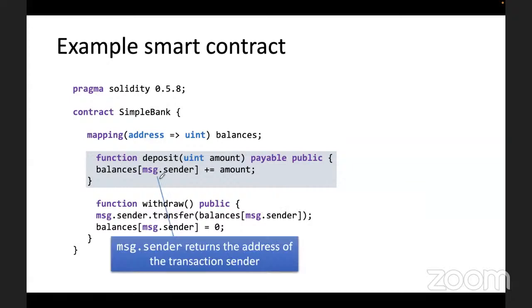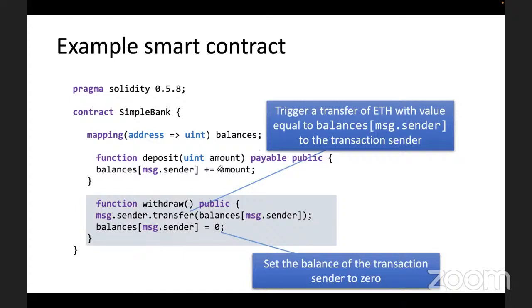Now after that, what is msg.sender? It will return the address of the transaction sender. So who is the transaction sender? And after that, what amount you want to transfer. This amount is going to be updated after every transaction is completed, and then it will trigger a transfer of ether with a value equal to the balance of msg.sender, and that balance belongs to the transaction sender. This will set a kind of value, because you know the concept of garbage value.